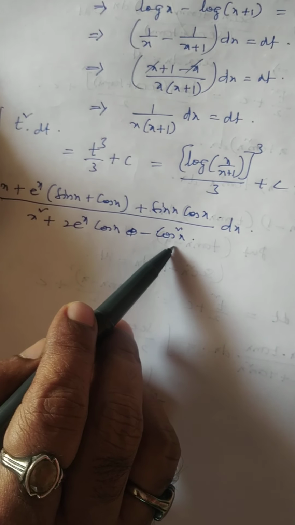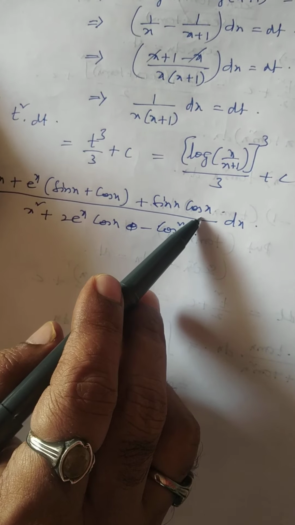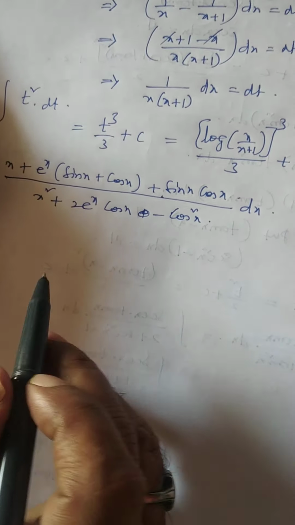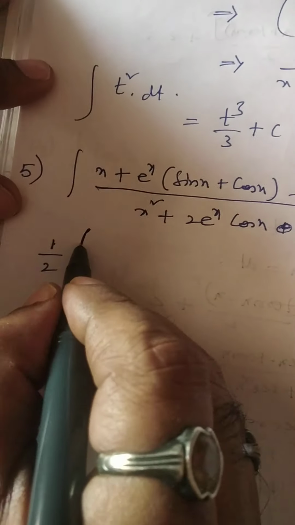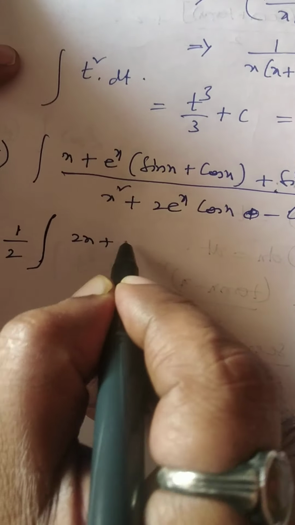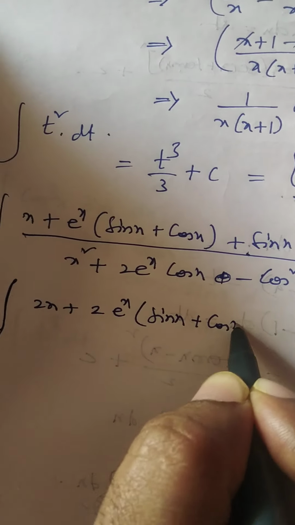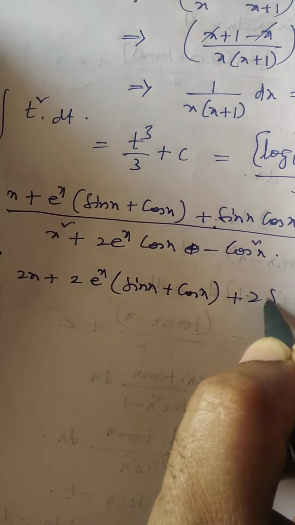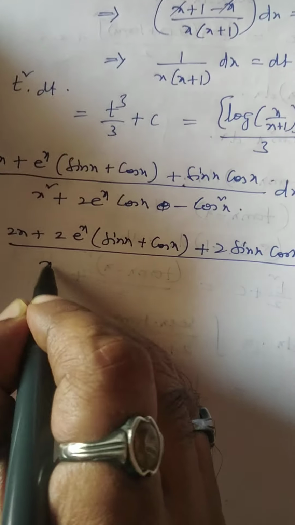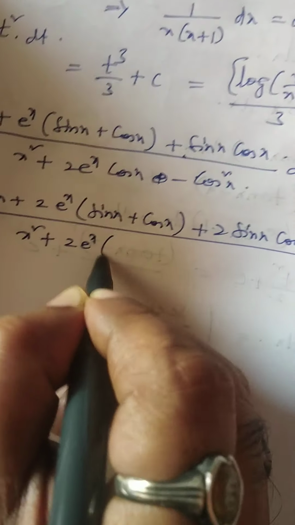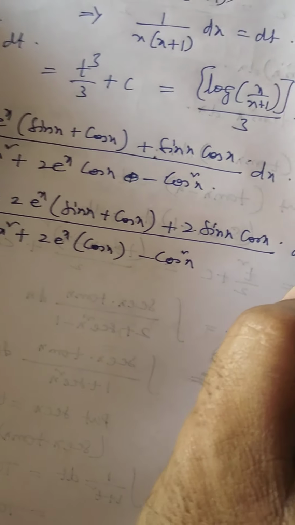Minus cos square x derivative is plus 2 sin x cos x only. So again we need 2 here. For that, first we will multiply and divide by 2. So 1 by 2 of integration of (2x plus 2 e power x into sin x plus cos x plus 2 sin x into cos x) by (x square plus 2 e power x into cos x minus cos square x) dx.